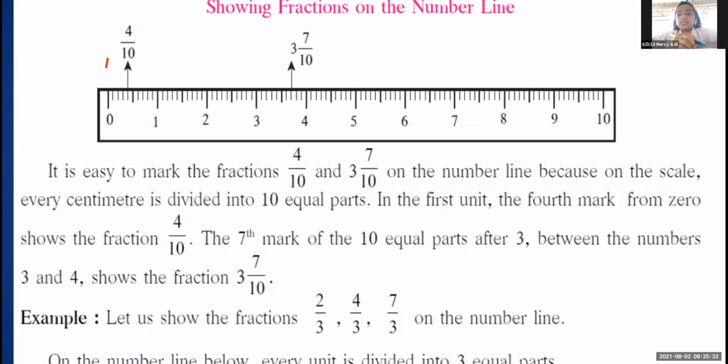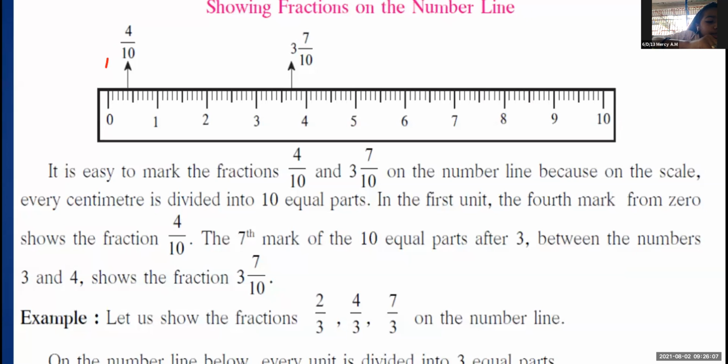From 0 to 1, there are how many lines? Count and tell me. From 0 to 1, there are how many small lines? Yes, very good. There are 10 small lines from 0 to 1. Now it is said that it is easy to mark the fraction. Now it is easy to mark the fraction 4 upon 10.